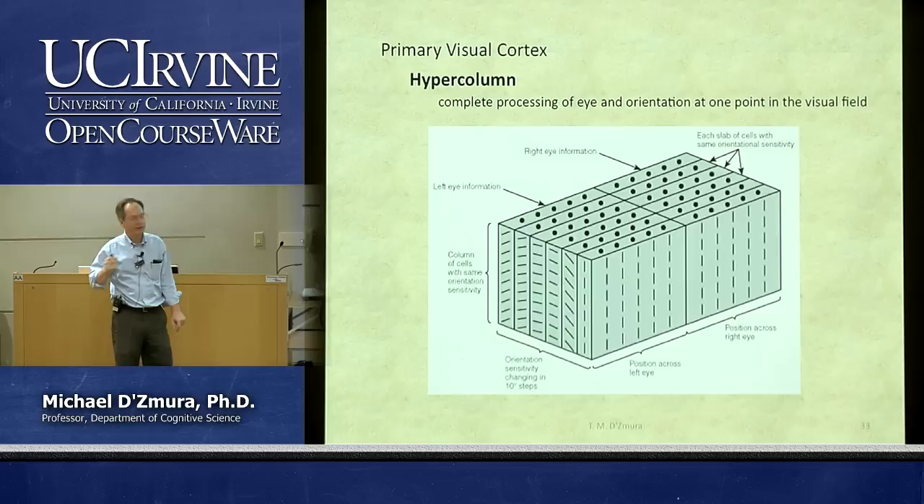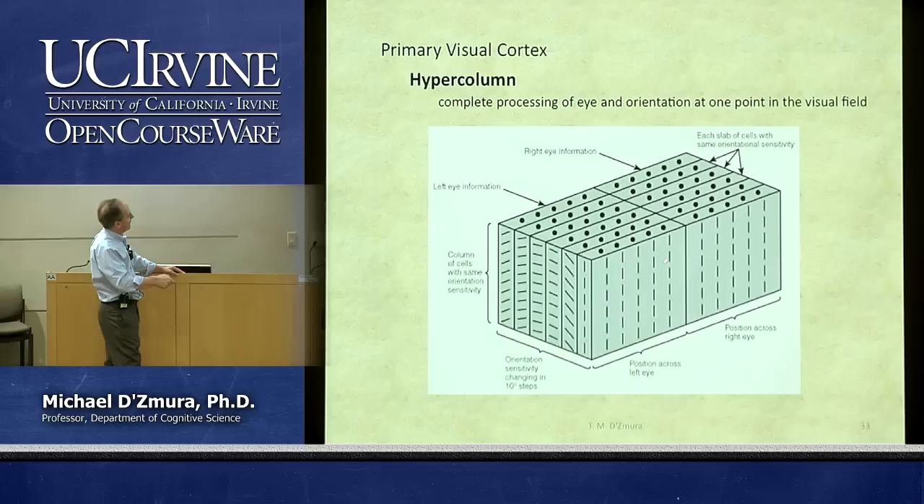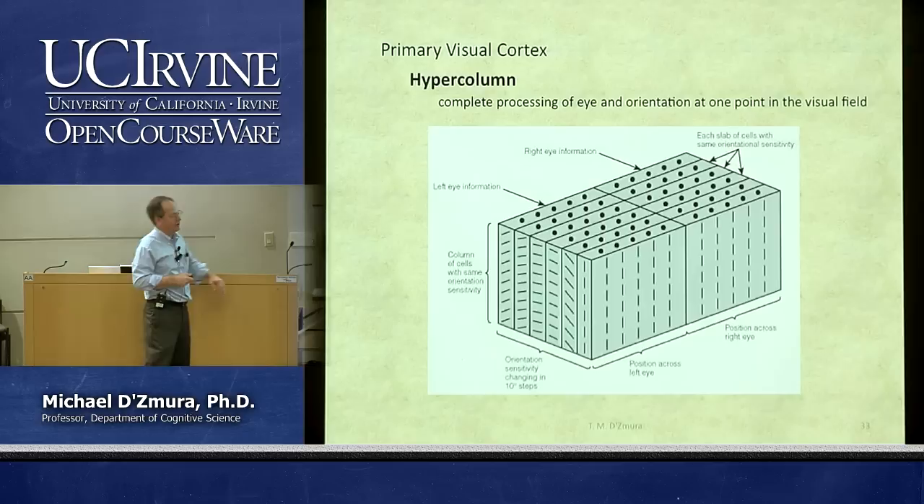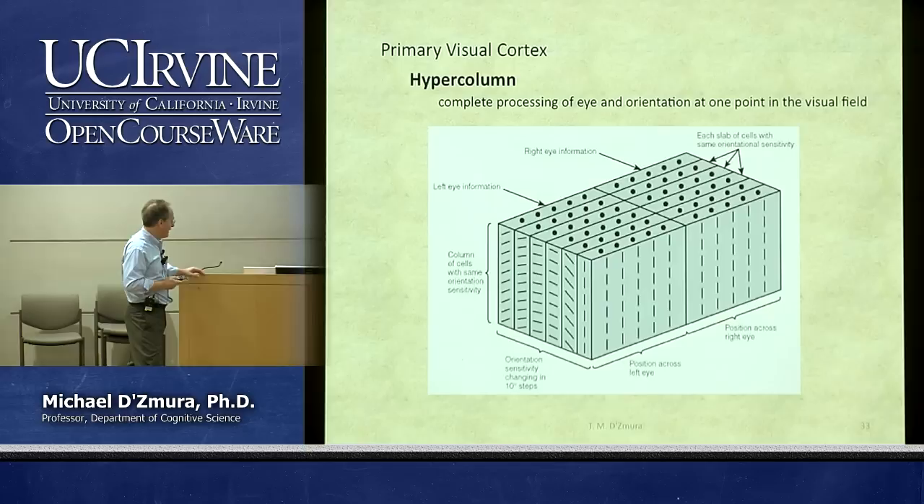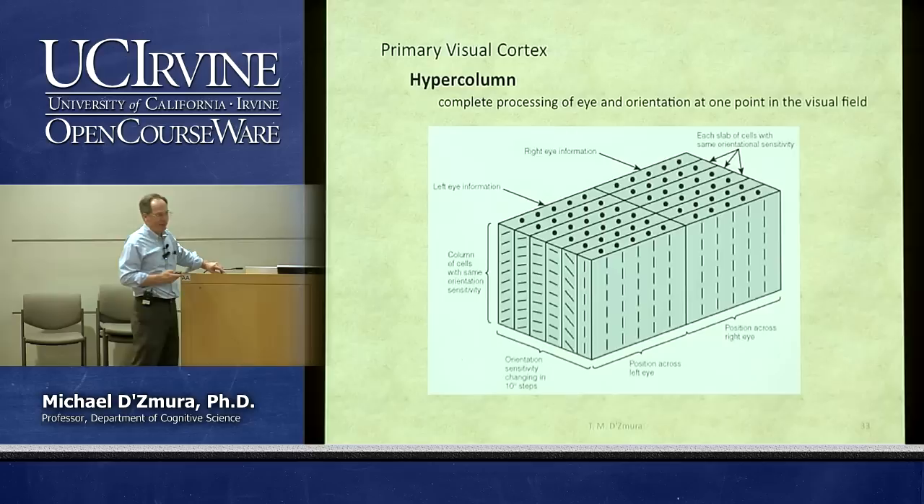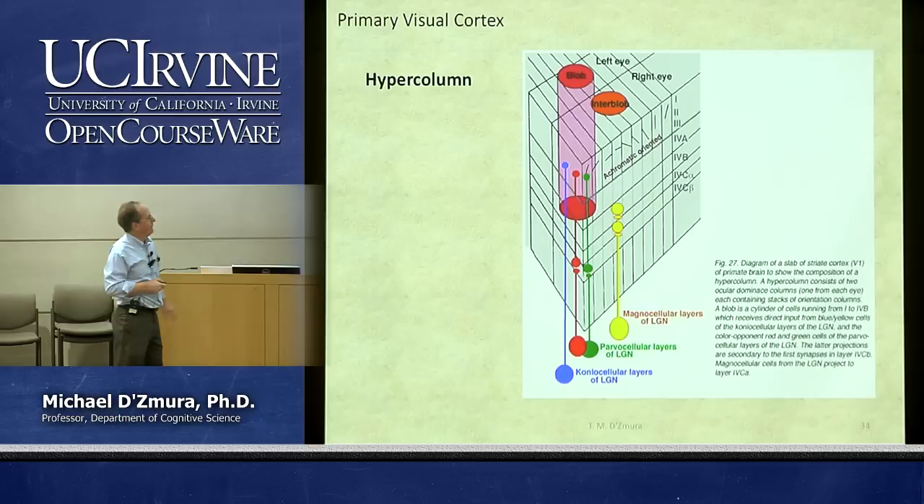And this shows left eye information here, right eye information there, and for both of those, you get a complete change in orientation selectivity. So, complete processing of eye and orientation at one point in the visual field. And this is a concept that sprang out of the studies of Hubel and Wiesel and other people back in the 1960s. It's been updated somewhat in this diagram, which is also effectively showing a hypercolumn.